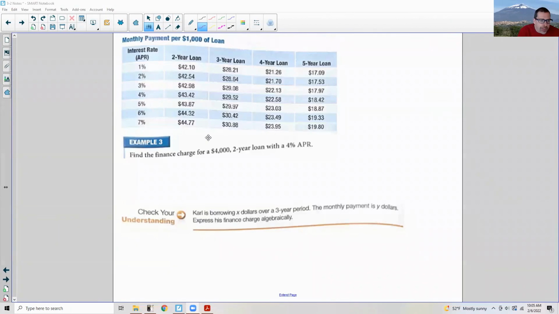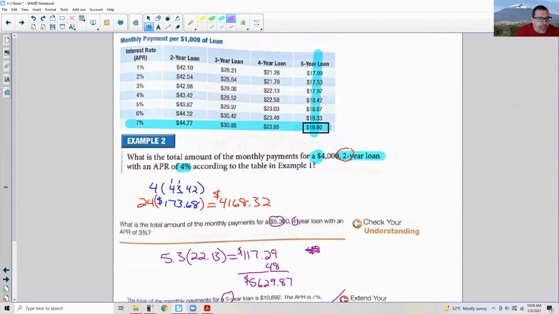Okay, example 3 says to find the finance charge. So in this one here, this is a really simple problem because it's asking for the finance charge for a $4,000 2-year loan with a 4% APR. Well, right back here in example 2, $4,000 2-year loan, APR 4%. We found out that the total cost over the period of the 2 years was $4,168.32.